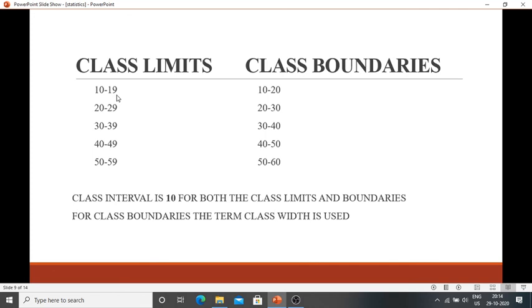Why is it 10? Because if we count from 10 to 19, we will get 10 values. These are all mutually exclusive classes. But in case of class boundaries, if we subtract the lower class boundary from the upper class boundary, that is, if we subtract 10 from 20, we will get 10, which is technically known as class width. So, what is class interval for class limit is class width for class boundaries. These are some technical terms which we need to remember in statistics.